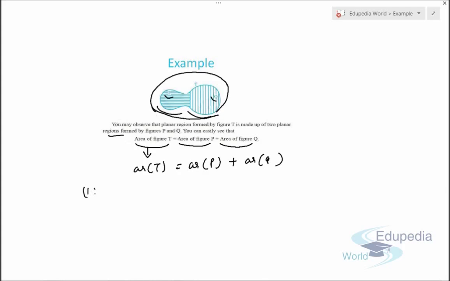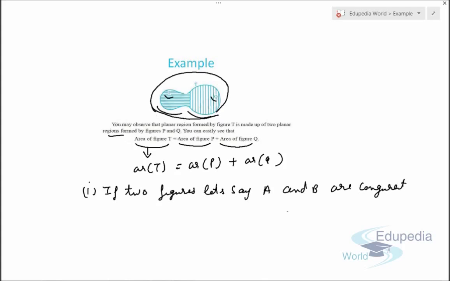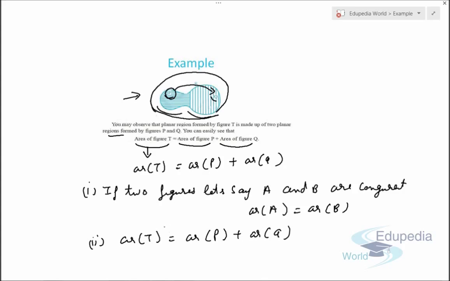So from the figure T we can draw a conclusion from two properties: if two figures A and B are congruent, then area of A should be equal to area of B. However, if we have a case like this figure, in which we cannot superimpose the figure P on Q, then we can say that area of T equals area of P plus area of Q. So this is how congruency can help us understand whether two areas are equal, or whether we can write the area as a sum of the smaller areas.